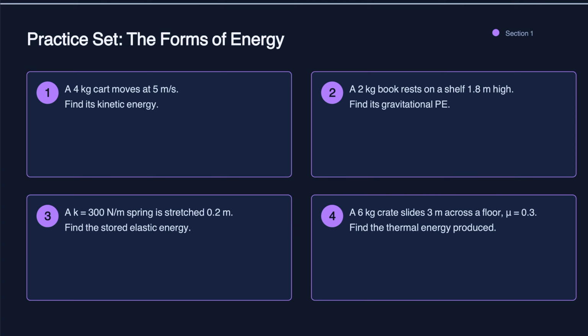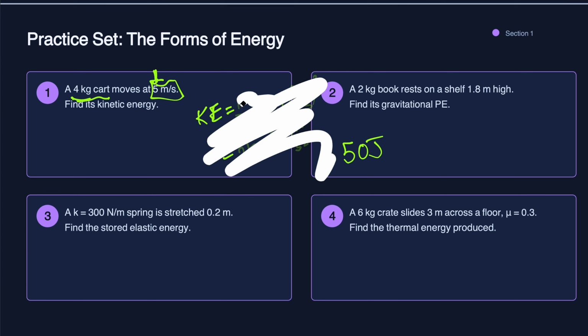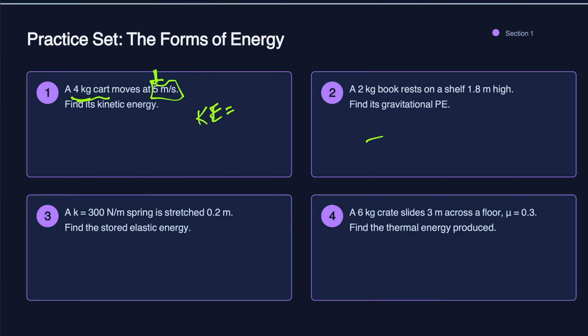The kinetic energy of a 4 kg cart that moves at 5 meters per second. That would just be 1/2 times 4 kg times 5 meters per second squared, right? So this should just be 2 kgs times 25 meters squared per second squared, or 50 joules. Let me erase this. So 50 joules.